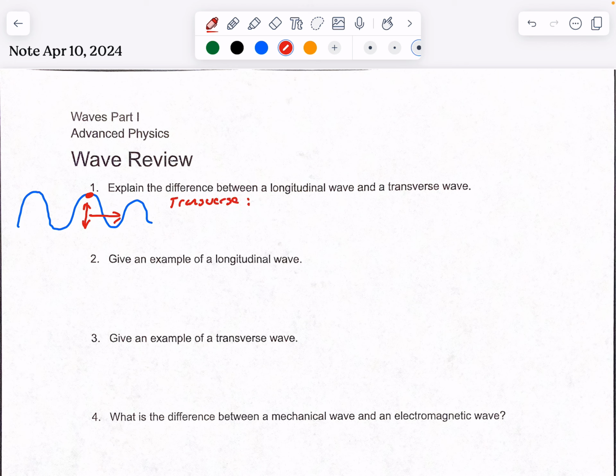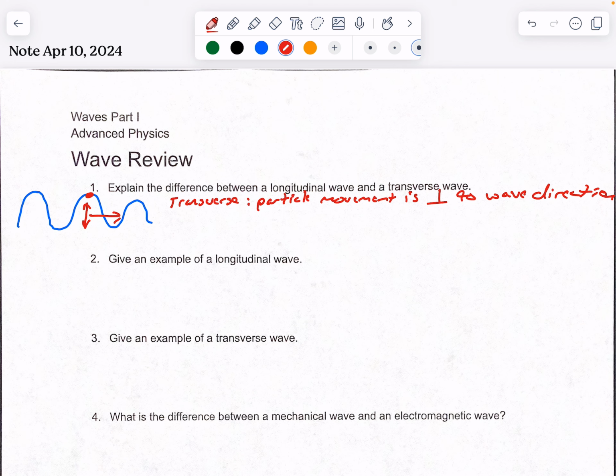A transverse wave is basically when particle movement is perpendicular to the wave direction. My wave direction is horizontal in this case, moving to the right, and my particle movement is vertical. It's bobbing up and down. That's what makes a transverse wave.